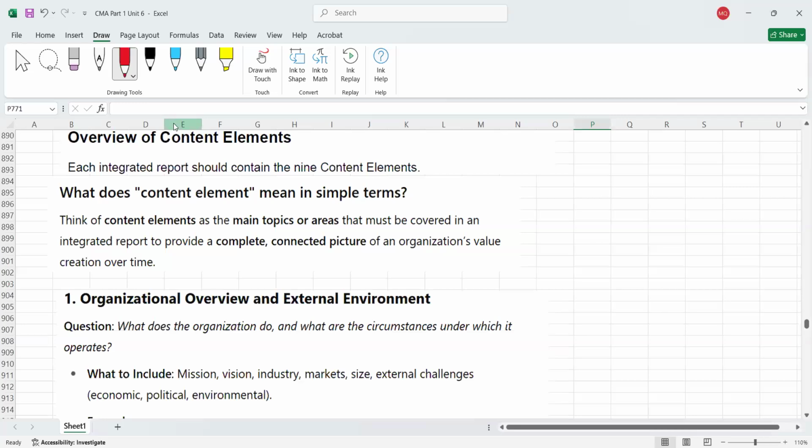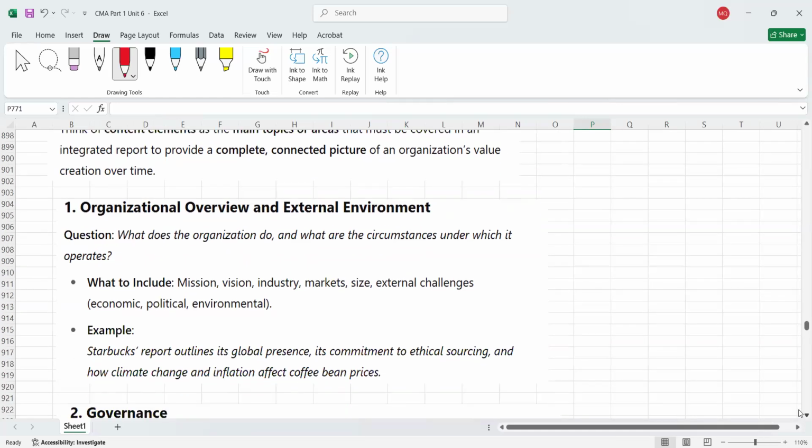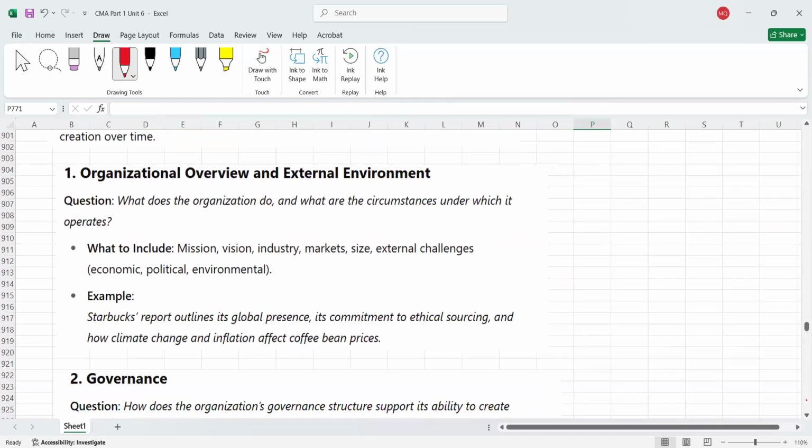So here we are discussing content. There are actually 9 content elements which we generally include in integrated reporting, 9 sections you can say. The first section of the integrated report is organizational overview and external environment. Guys, I will try to explain under each section which questions we need to answer, or which kind of information we need to include.